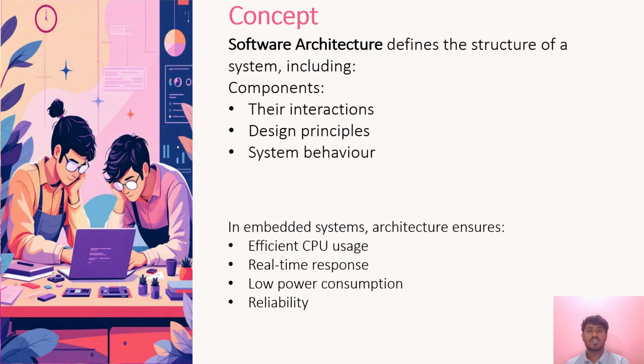So, what is software architecture? Software architecture defines the structure of a system, including components, their interactions, design principles, and system behavior. In embedded systems, architecture ensures efficient CPU usage, real-time response, low power consumption, and reliability.